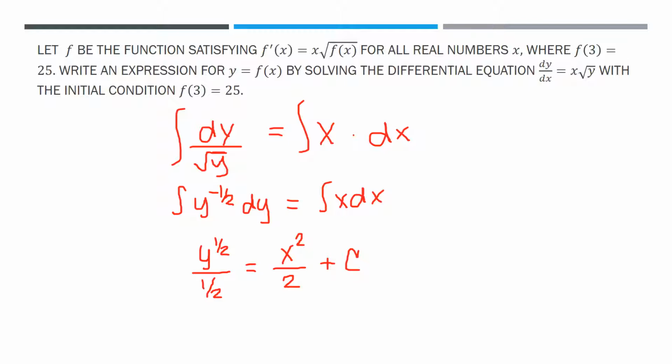1 over 1/2 is really the same as multiplying by 2. So I'm going to have a 2 over here. And then you have a choice at this point. You can solve for c right now. So we can plug in our conditions. So y is 25. So we'd have 2 square roots of 25 equals 3 squared over 2 plus c.